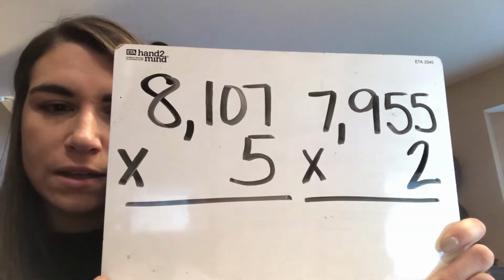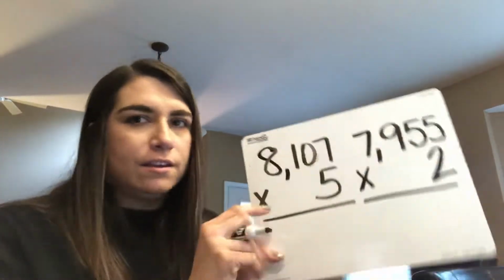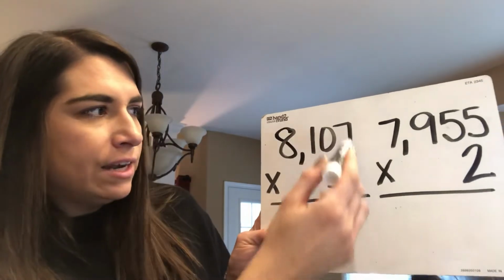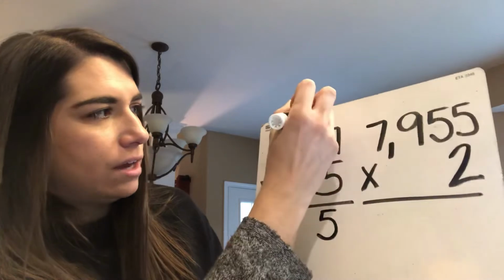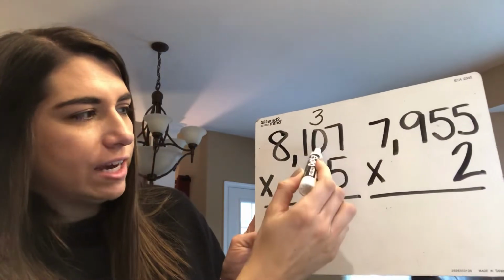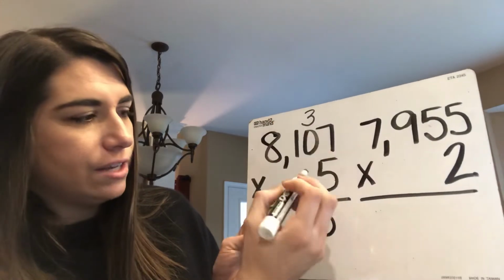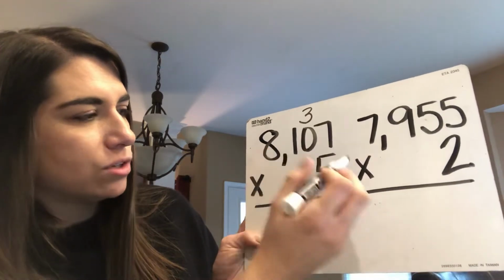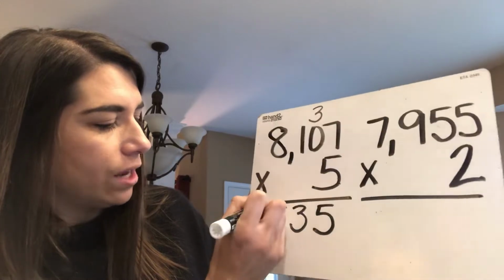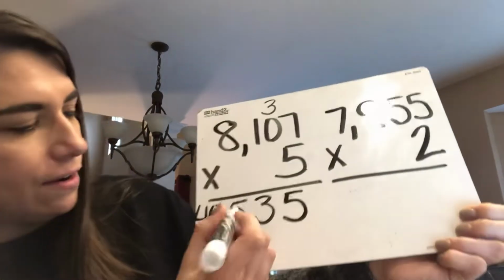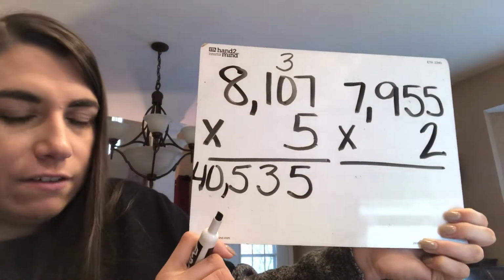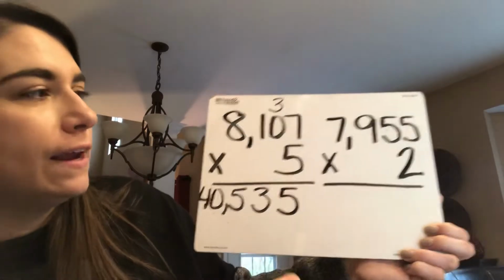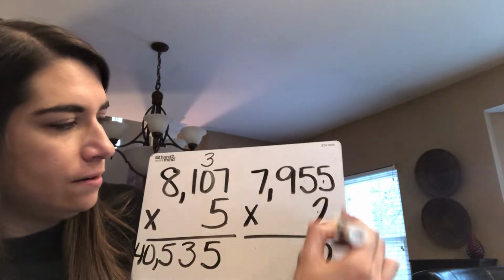All right, so now, same thing again, when you only have the 1 on the bottom, it's the same thing as the last couple ones. So 7 times 5 is 35. I carry my 3. 5 times 0 is 0, and 0 plus 3 is 3. 5 times 1 is 5, and 5 times 8 is 40. So you should have gotten 40,535. Double check your work.